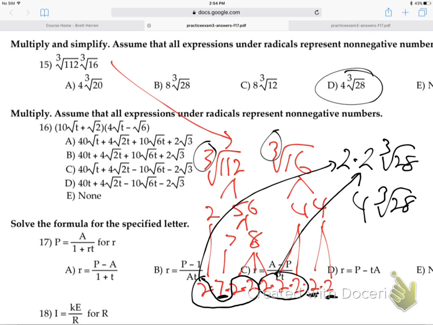Does that make sense? Right? So 1 two from each group comes to the front. That's 2 times 2 is 4. Cube root, what's left inside? 7, 2, 2. Multiply 7 times 2 is 14, times 2 is 28. Okay? Questions? How we doing? We good?